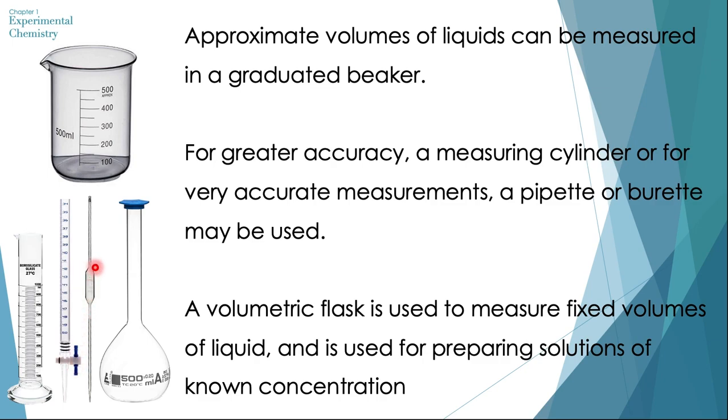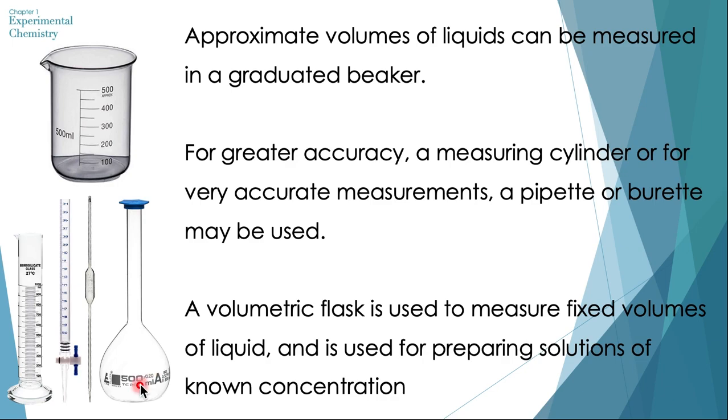A pipette, as you can see, like a volumetric flask, measures fixed volumes. For example, 25 centimeter cube, 50 centimeter cube, 10 centimeter cube, very accurate. So the pipette measures fixed volumes very accurately. A volumetric flask measures fixed volumes as well, but it is usually used when making up solutions of exact concentrations. Fixed volumes like 100 centimeter cube, 250 centimeter cube, and 1 dm cube.